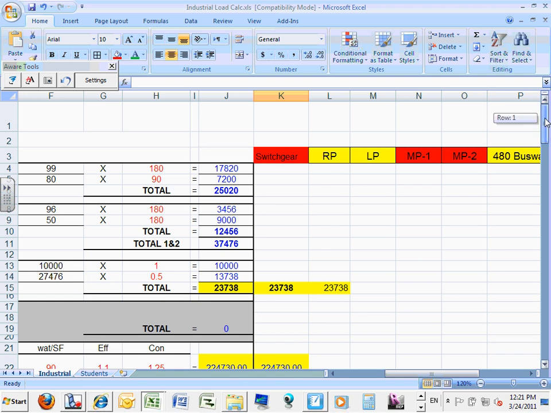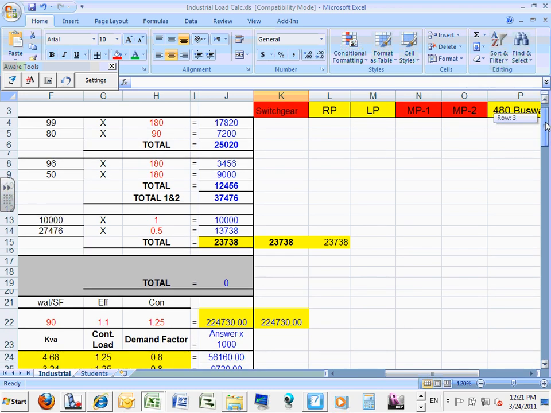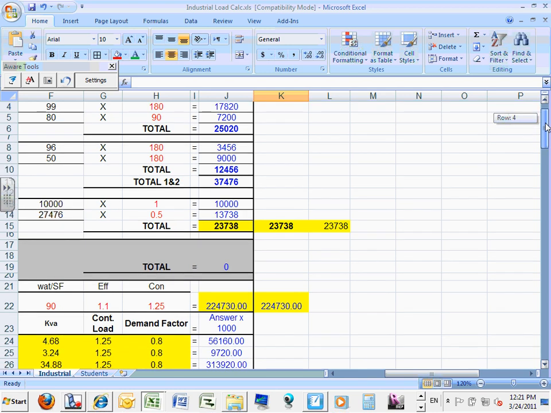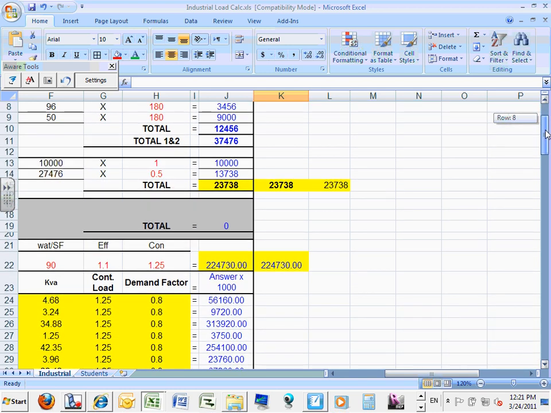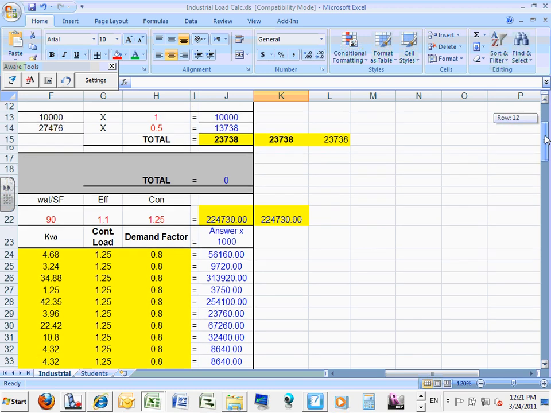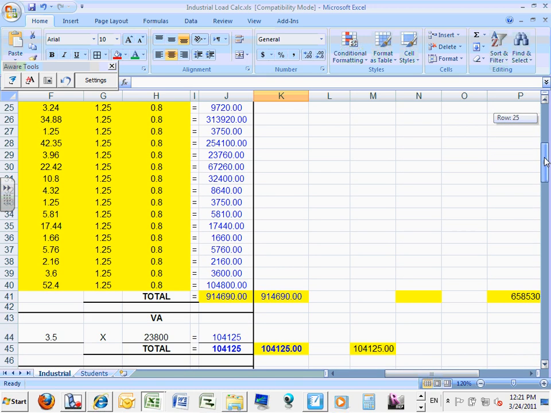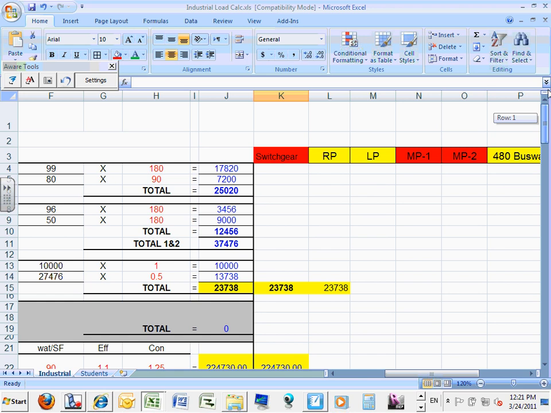So we're taking the 23738 for the receptacles. Then we took the UPS system. It's the same one. Then we took the. If your number is different, you might have put a different number of receptacles. Correct. Yeah.